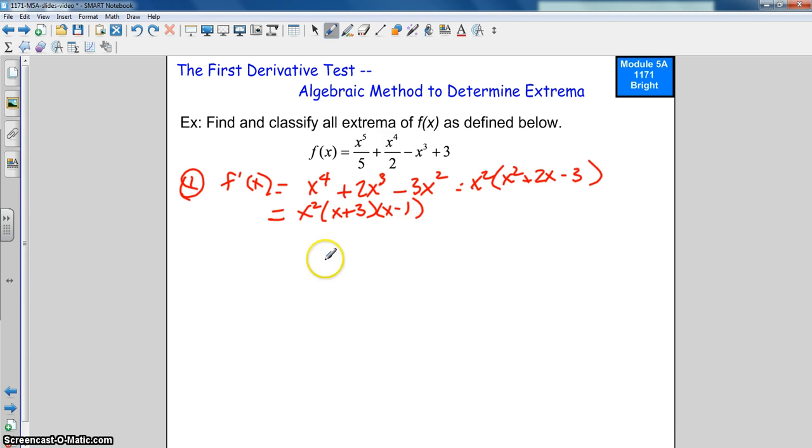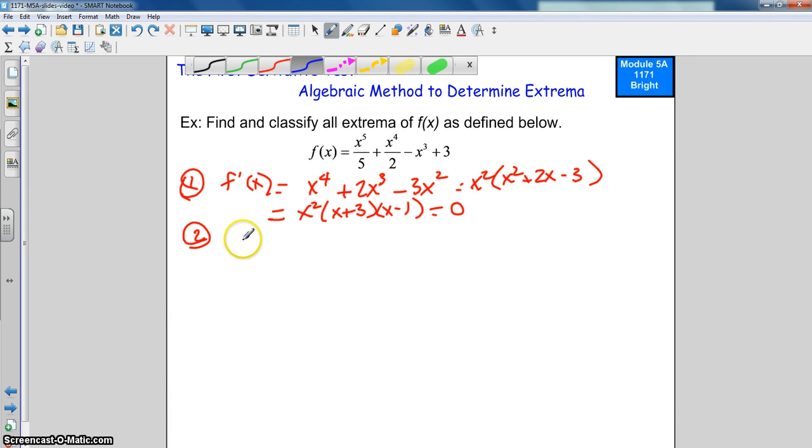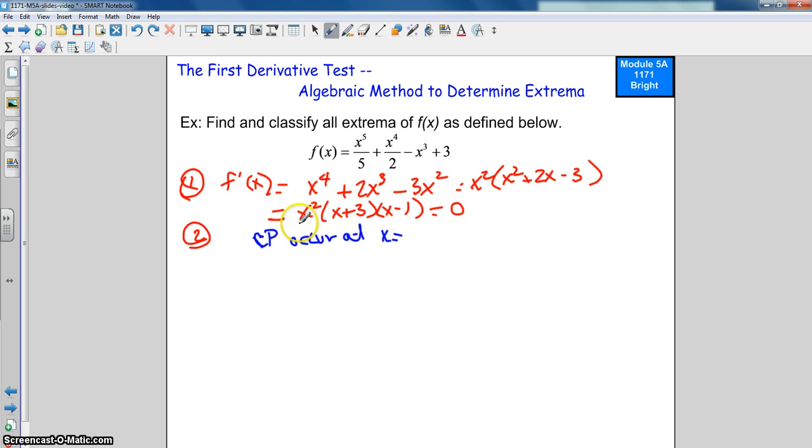Factoring that further, I get x squared times x plus 3 times x minus 1. Setting that equal to 0, and now this is step 2, to find the critical points, they occur at x equal to, let's see, set each one of these equal to 0 independently of each other. I get 0, negative 3, and positive 1. Great, so this is pretty much done.